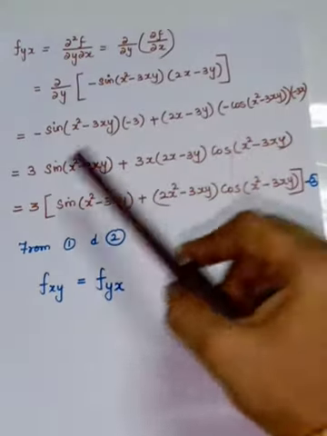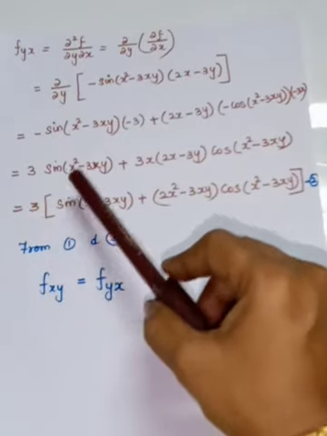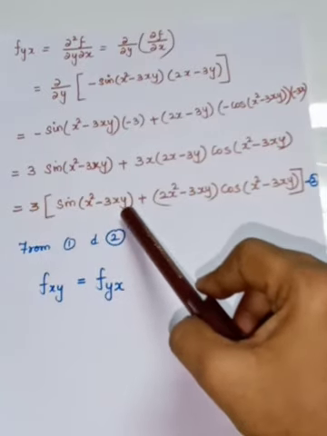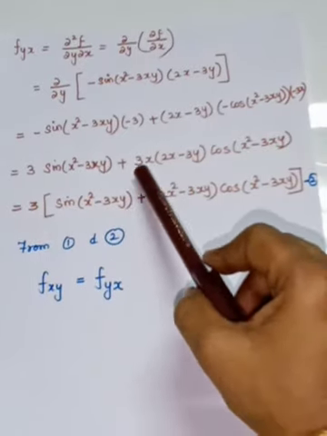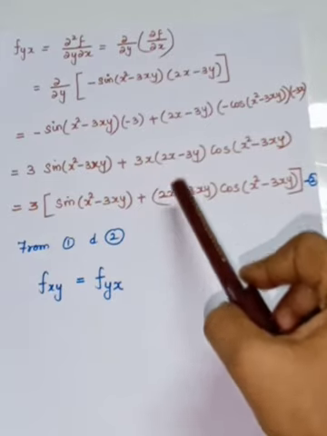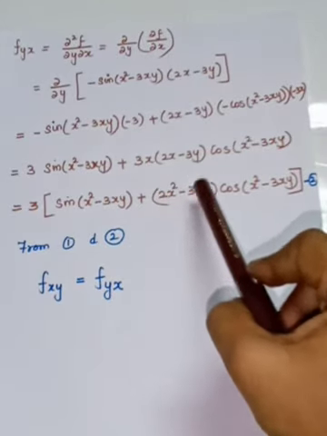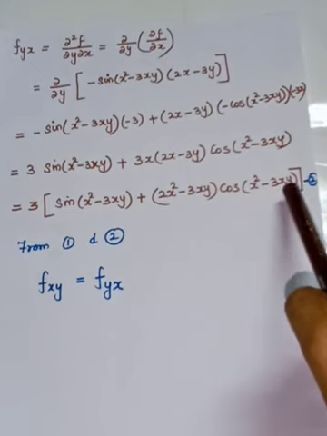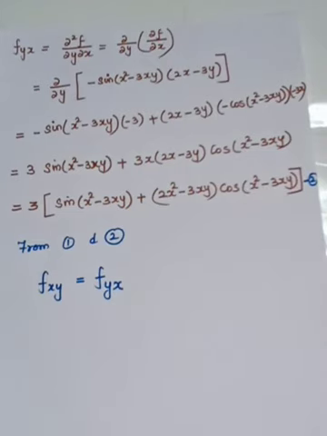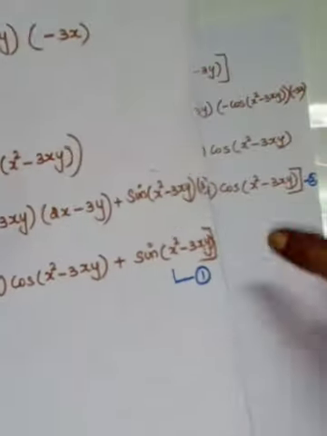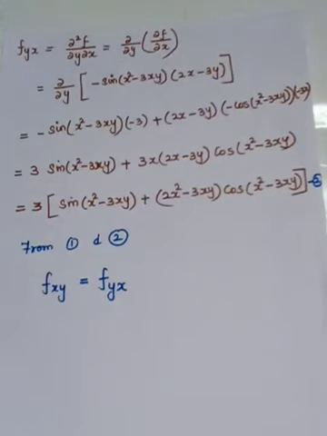From these two terms, what is common? 3 is common. So it is sine of x squared minus 3xy plus, this 3 is taken out, so x into 2x is 2x squared minus 3xy into cos of x squared minus 3xy. Look at the first term and the second term. You see that the first term is 3 into the same thing. So therefore from 1 and 2, fxy is equal to fyx. Thank you students.